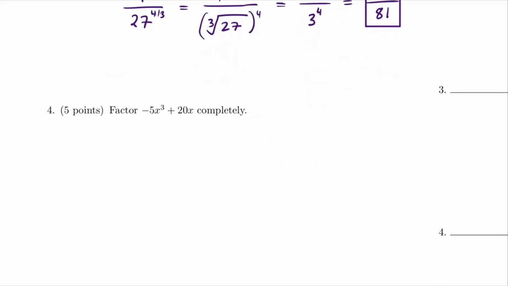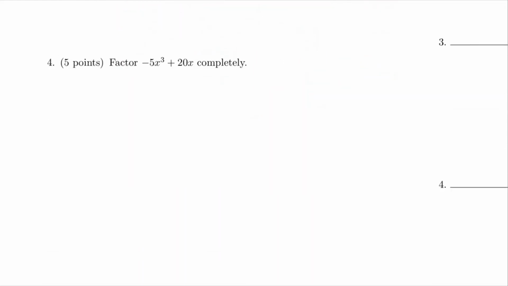All right, moving on to number 4. Now we're going to be factoring this expression. So I'm going to take out the GCF, or the greatest common factor. That would simply be, let's take out a negative 5x. Then inside the parentheses, I'll be left with x squared minus 4. And you can always double check by redistributing to see if you have the original. And I do, so I'm good to go.